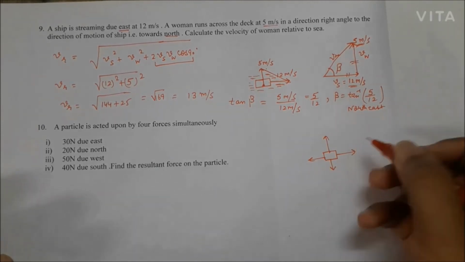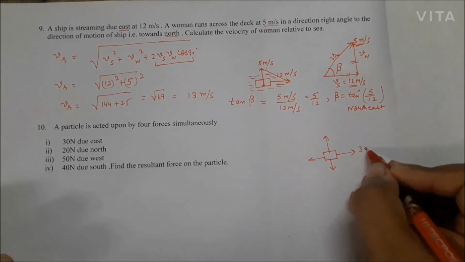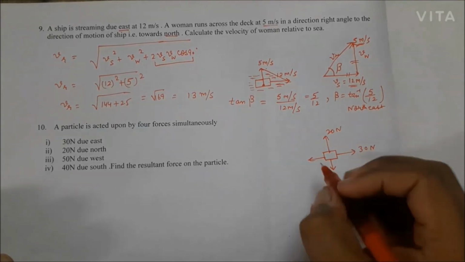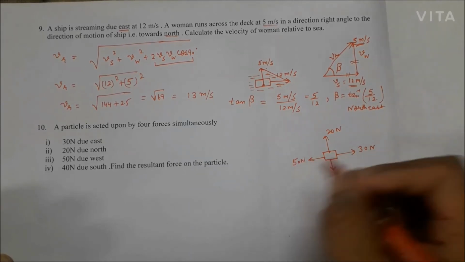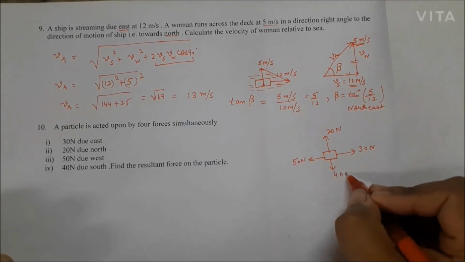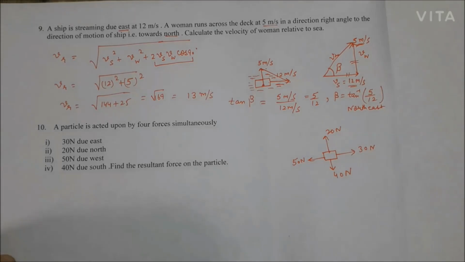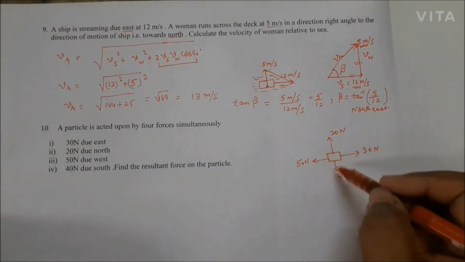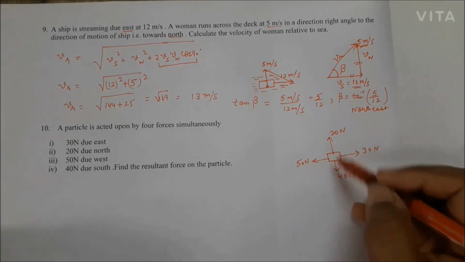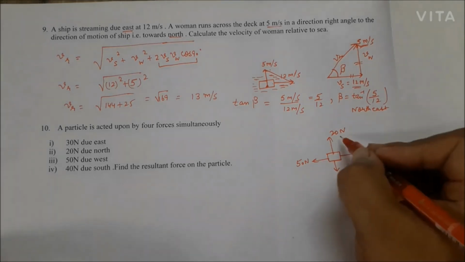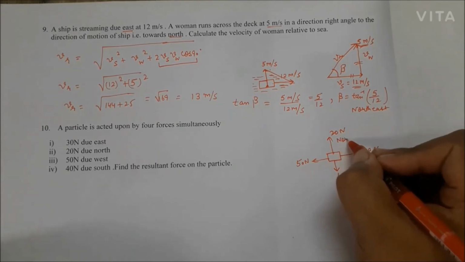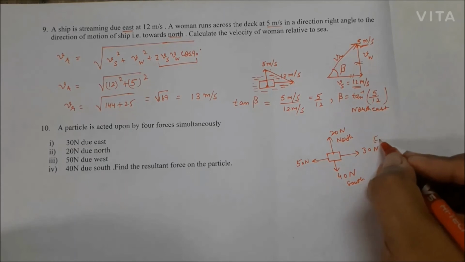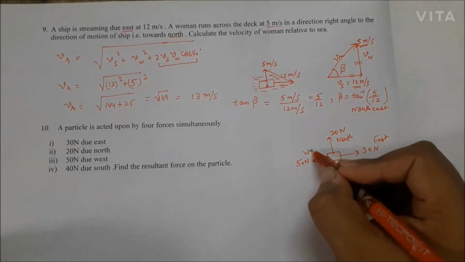In all the 4 directions there is some force. 30 Newton force is in east, 20 Newton force is in north, 50 Newton force is in west and 40 Newton force is in south. Now see, this is a separate line of action, this is a separate line of action, right? Along this line of action, what is the net force? This is your north direction, this is south, this is east, and this is west.